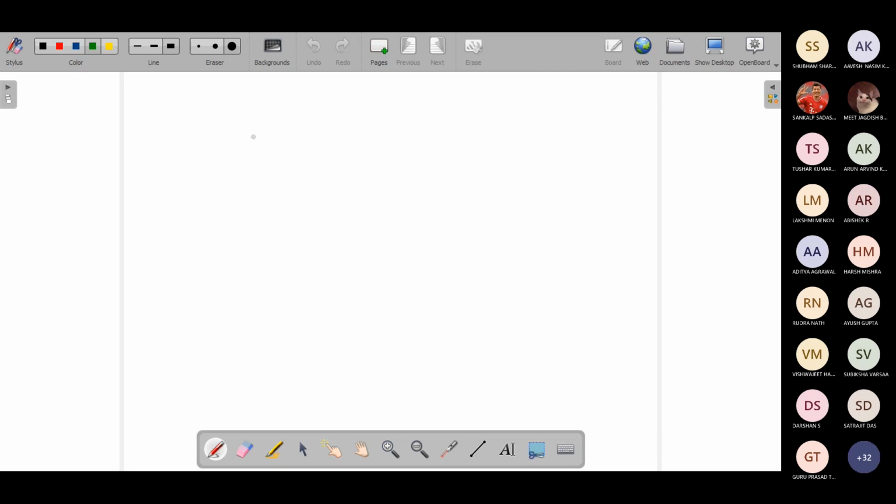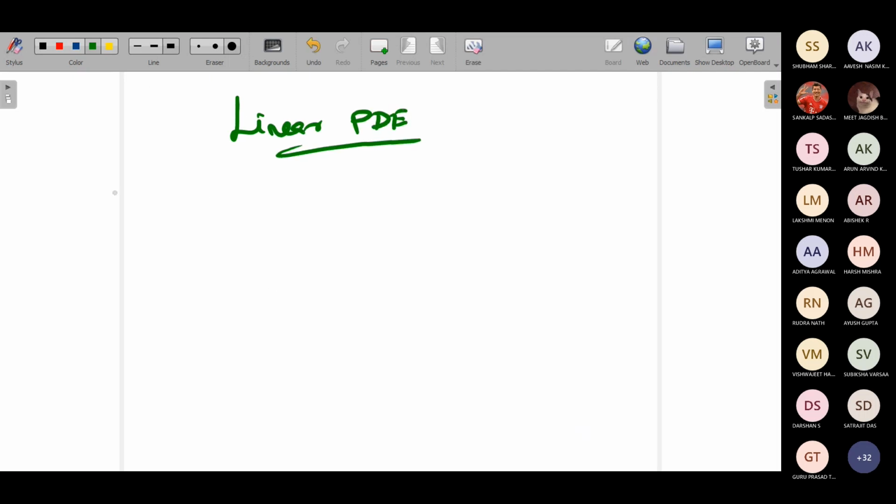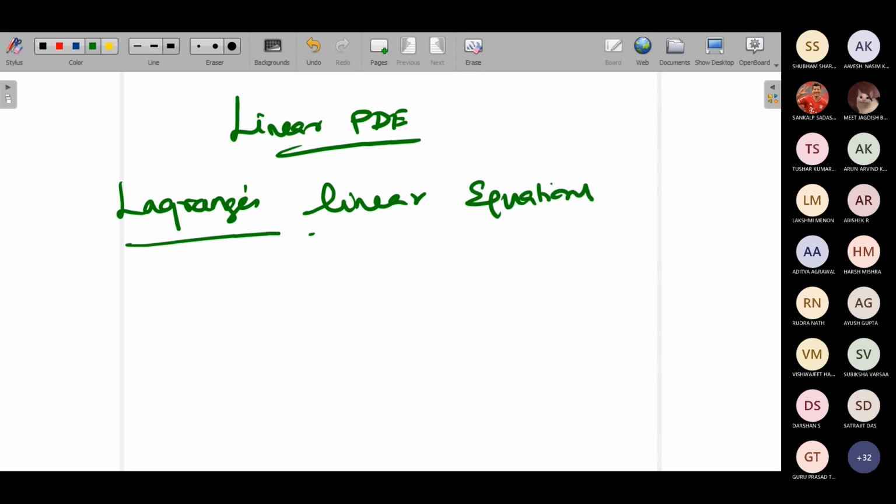So we are going to solve linear PDE. In that, we are going to see Lagrange's linear equations. First of all, you should know what a Lagrange's linear equation is. All these days we have seen non-linear, now we are talking about linear. There are 2 methods to solve it: one is method of grouping, the other is method of multipliers.